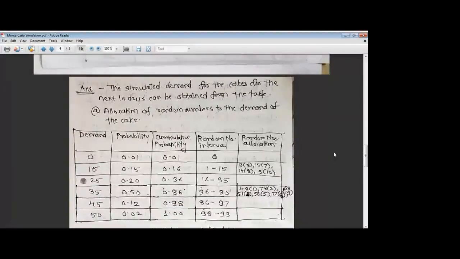Now what we have to do is decide the random number interval before placing the allocation of the random numbers. This particular step is very, very important.